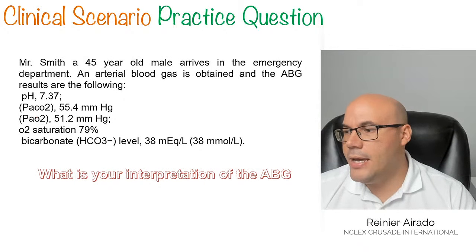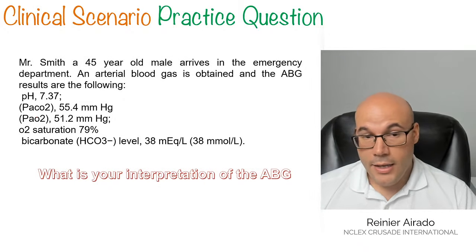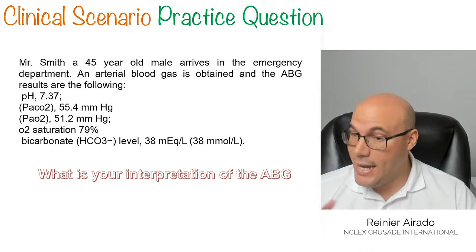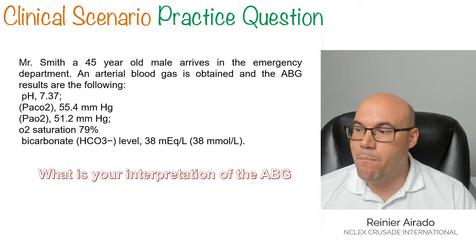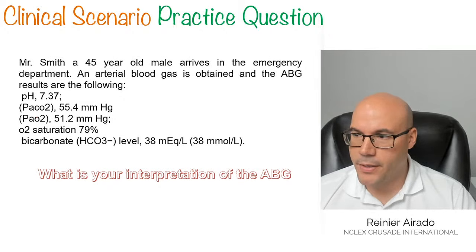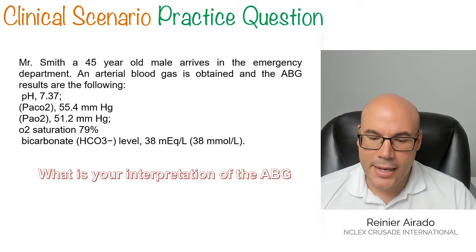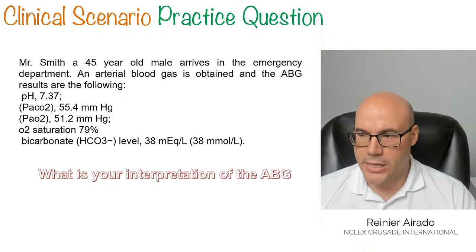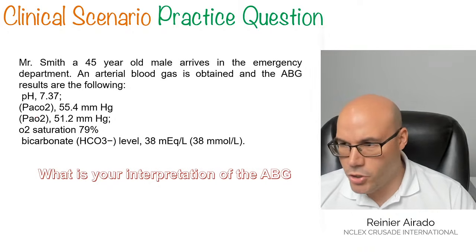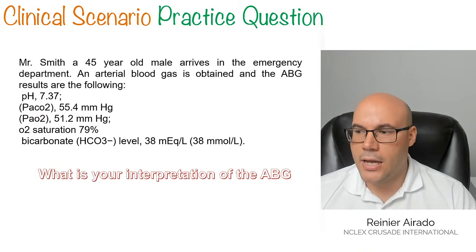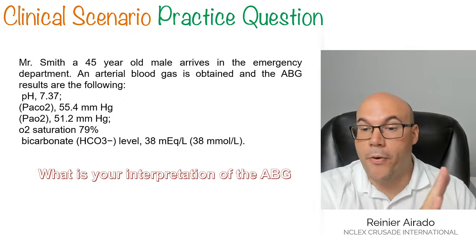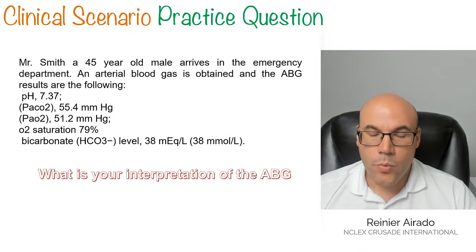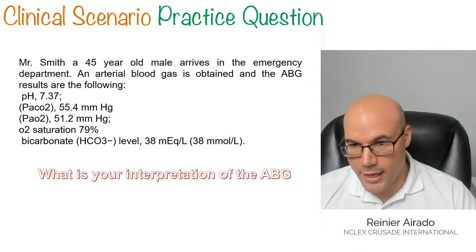And bicarbonate is 38. In this scenario, we have a lot more information than what we need to interpret a basic arterial blood gas. Because to interpret a basic arterial blood gas, basically the only thing that you need is pH, CO2, and bicarbonate. You don't need the pressure of oxygen, and you don't need the saturation, to perform a basic ABG interpretation, which is what you need for the NCLEX. Okay?